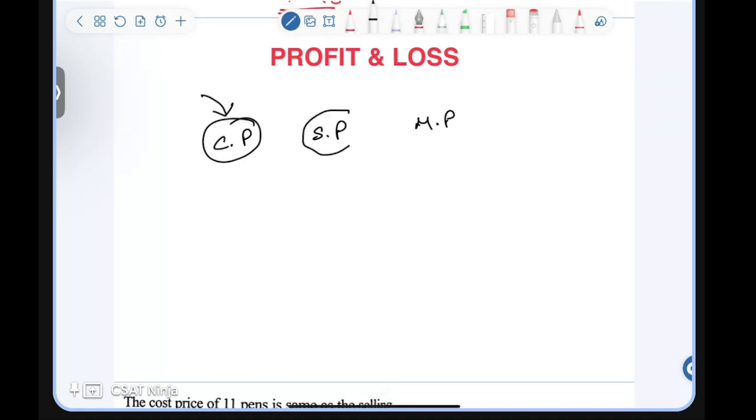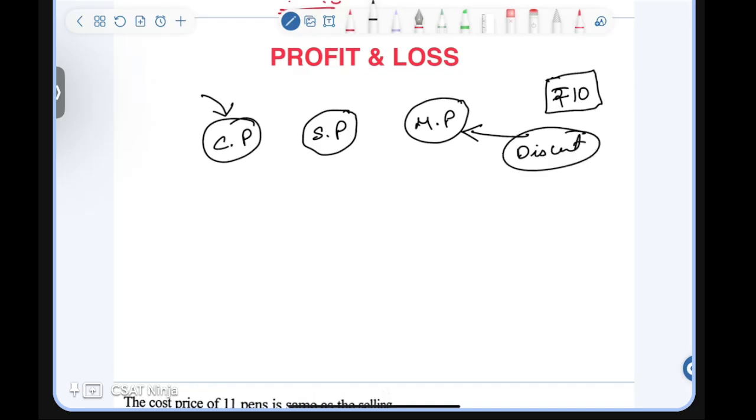And at what price you are selling, that is the selling price. And the marked price is nothing but, if you have an item, then every item will be marked with some value, so that is marked price. And one thing to remember is that we apply discount only on marked price. Okay, remember that. And one thing to remember is also that marked price, selling price, and cost price may be different.